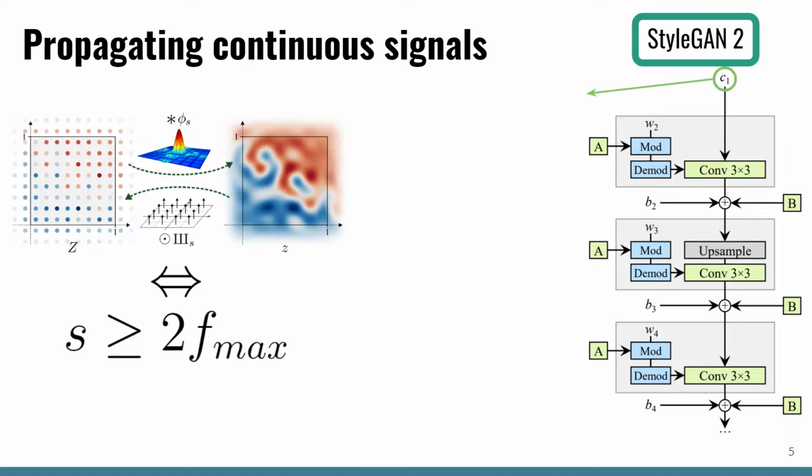The first thing that we are going to need to change is this constant that we have at the beginning, because obviously this, in StyleGAN 2, is a learned constant, so it can contain basically arbitrary frequencies, and we don't know if that signal is correctly represented or not.